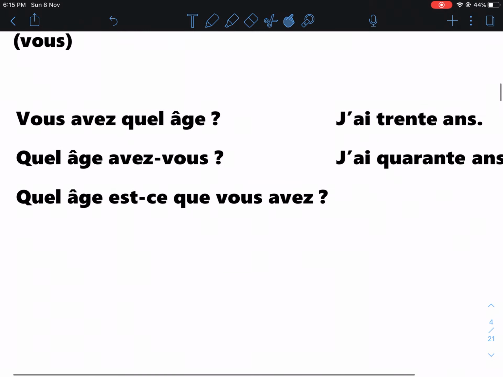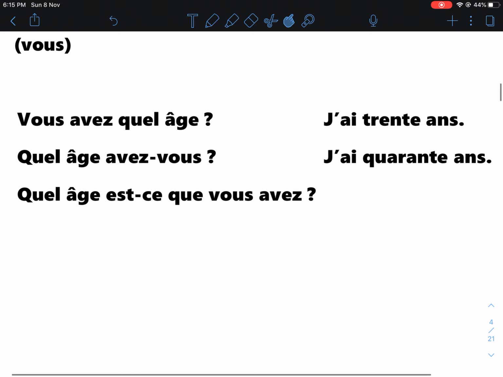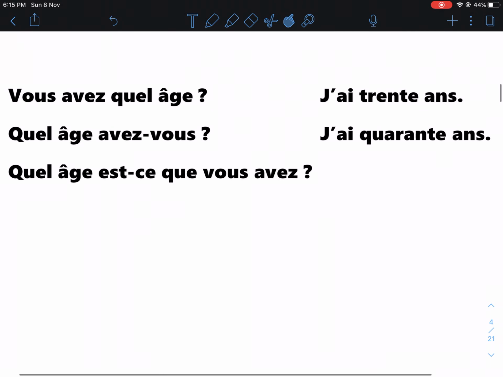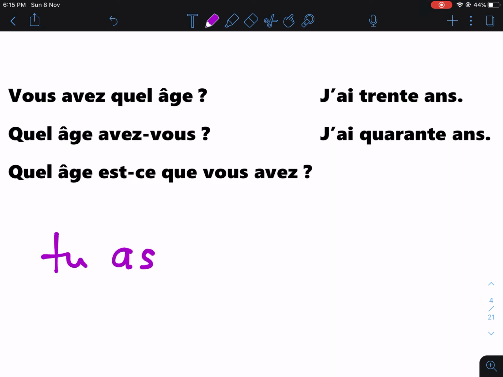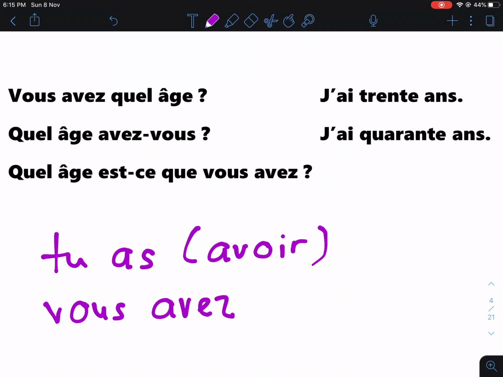Right, let's look at vous. Just now we looked at tu. Now this is vous. Well, it's pretty much the same. The difference is you use vous here. Previously you used tu, the verb is tu as. It's what we call subject-verb agreement, and a comes from the verb avoir. If you use vous, you need to use avez. And avez comes from the verb avoir as well. This is what we call subject-verb agreement.